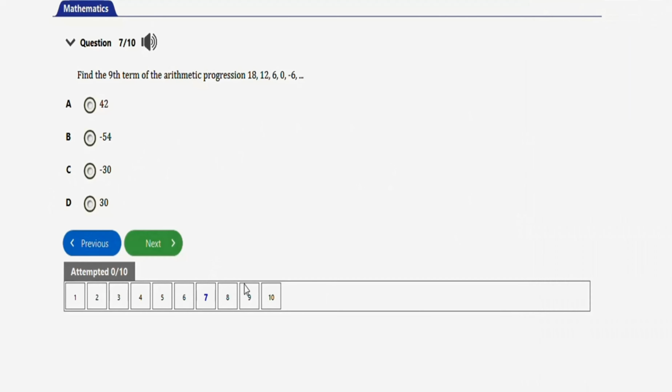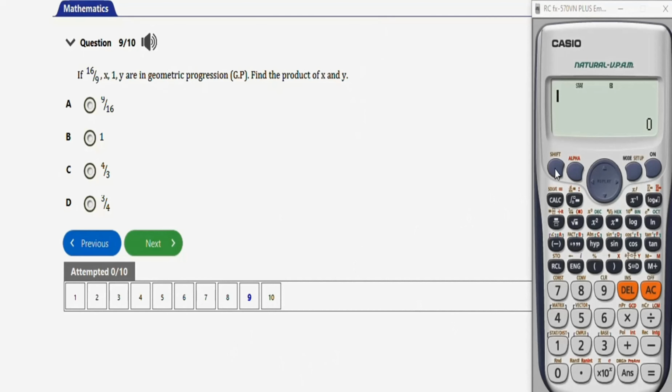Let's solve the next question, which is this one. So it says if 16/9, x, 1, y are in geometric progression, find the product of x and y. So let's bring a calculator and solve this. For this question, let's reset to remove the previous values. Shift button 9, follow instruction, press 3. Okay, we are good to go.